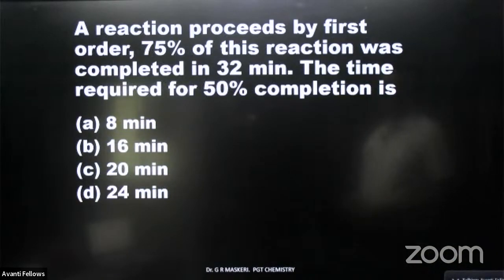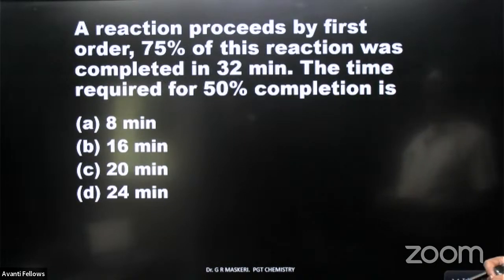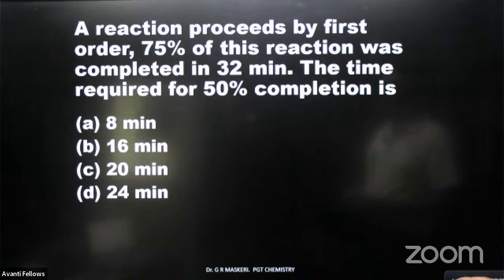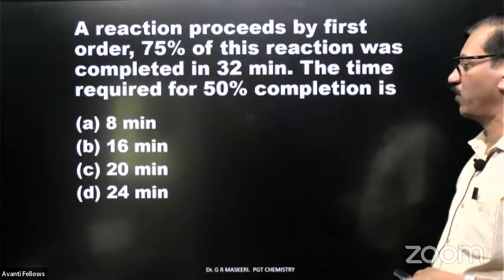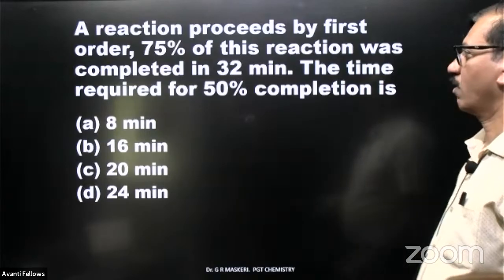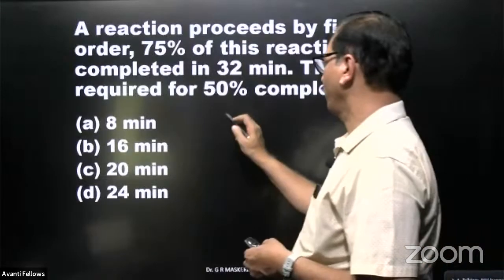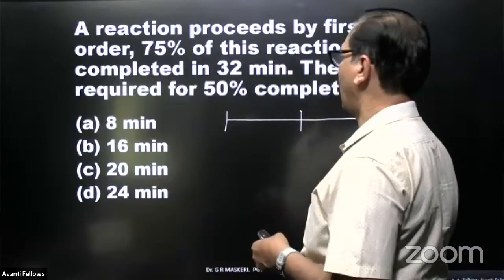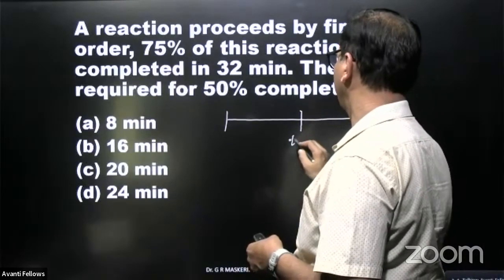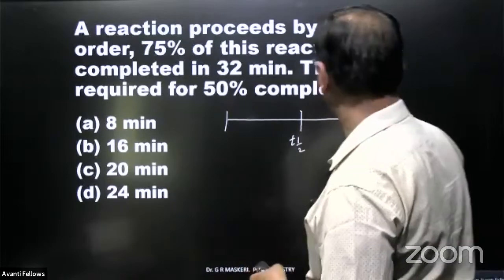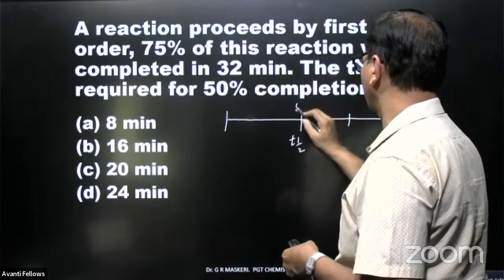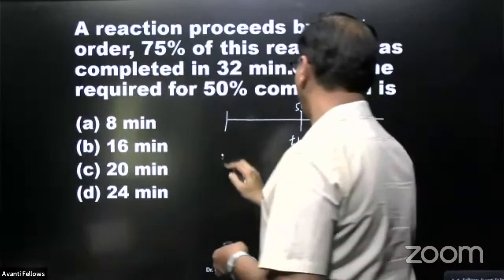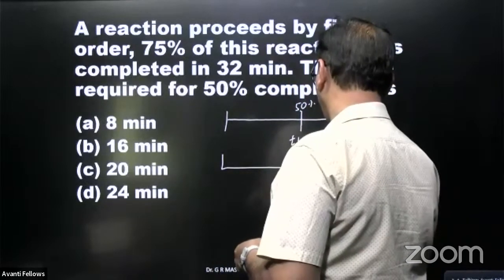A reaction proceeds by first order. 75% of this reaction was completed in 32 minutes. The time required for 50% completion is? Option B. So this is the start of the reaction. This is half of the reaction, say. This is T half. Now 75% is over. This is 75%. This is 50%. So the total time taken here is 32 minutes.